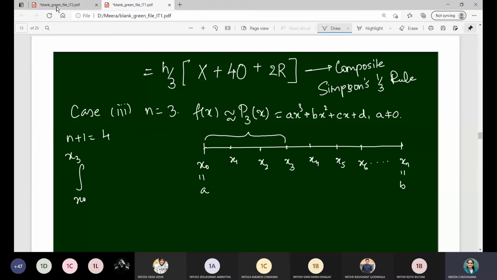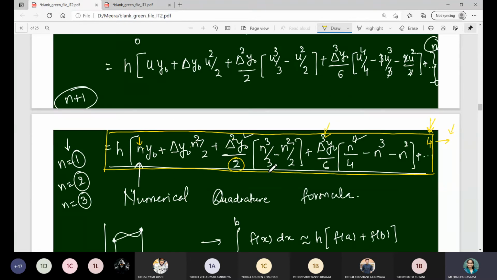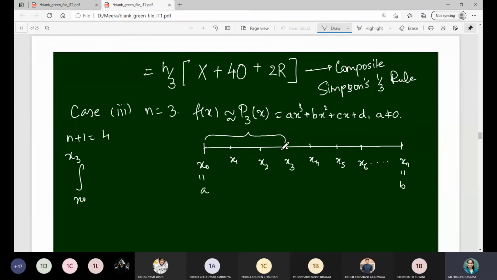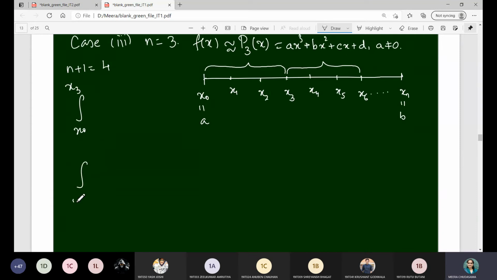Substituting n equal to 3 in this, you apply the formula, then you will have Simpson's 3/8 rule for the first subinterval. Then we will go for the second subinterval x3 to x6 and so on. So finally, when you have x0 to xn, the composite rule approximates this integration with h's coefficient being 3/8. That's why it is called Simpson's 3/8 rule.